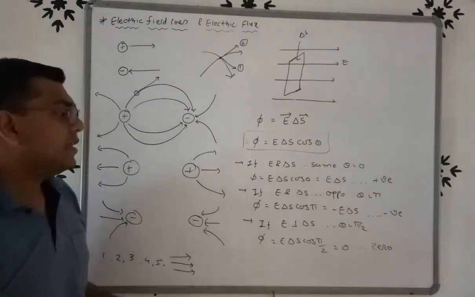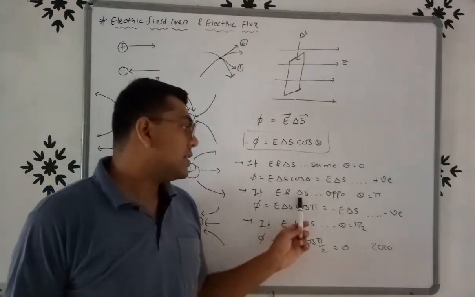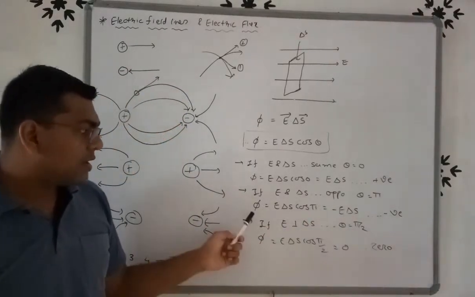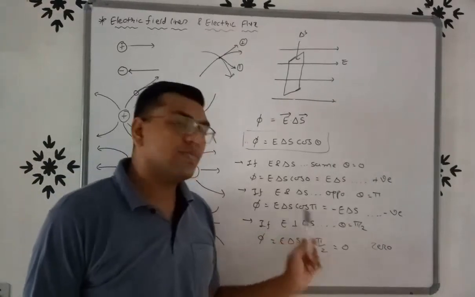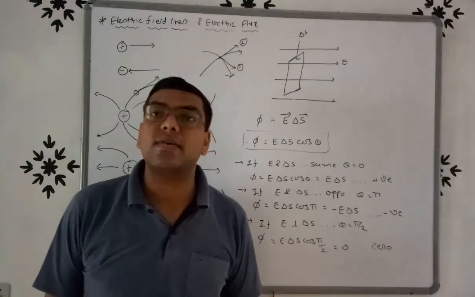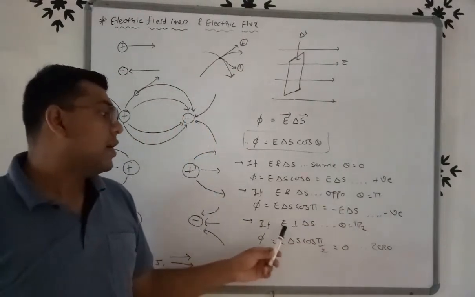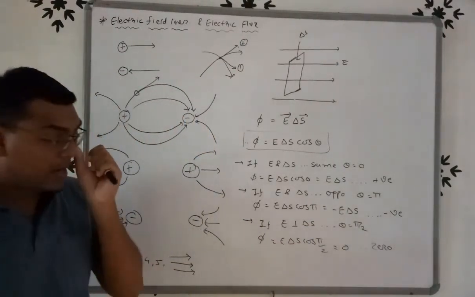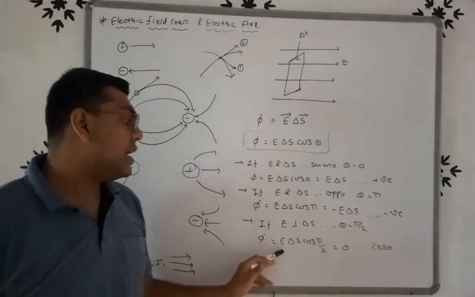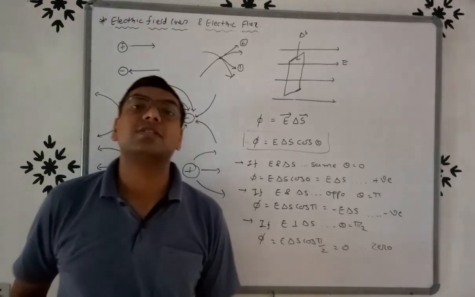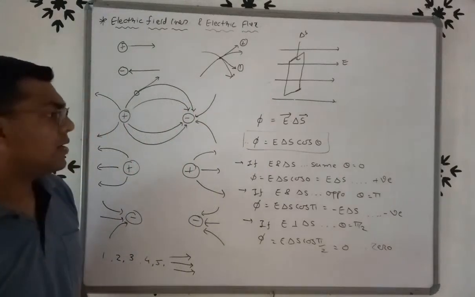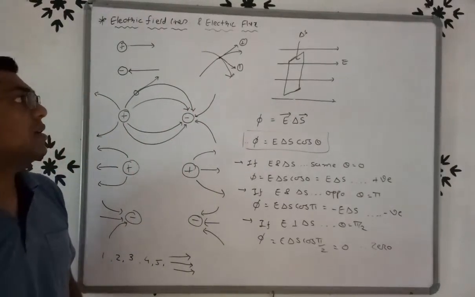Then if the direction of E and delta S is opposite, then theta is equal to pi. So flux phi is equal to E delta S cos pi. The value of cos pi is minus 1, so the flux is negative. Then if E and delta S are perpendicular, theta is equal to pi by 2. So flux phi is E delta S cos pi by 2. Cos pi by 2 is 0, so the flux is 0. Right?